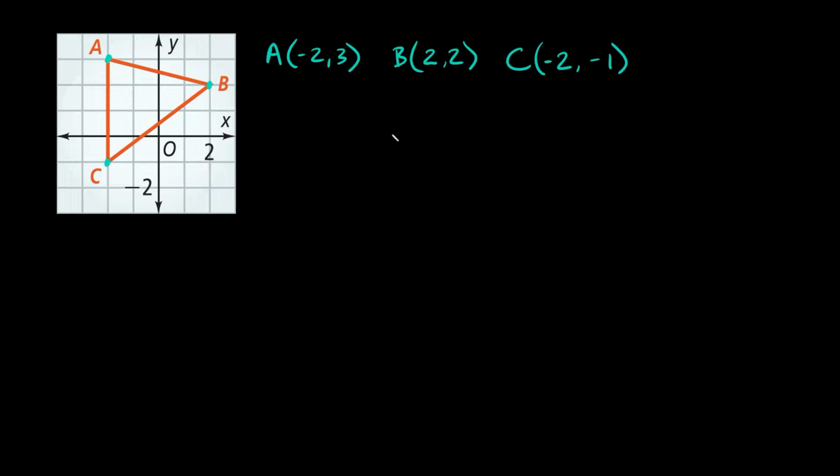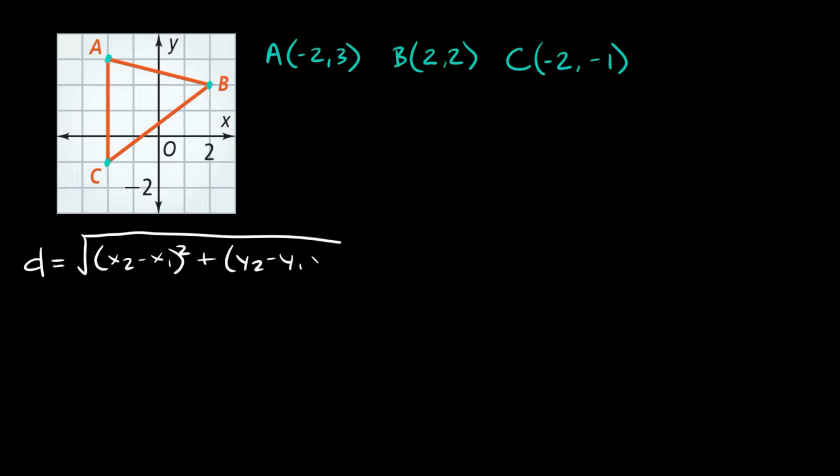All right, now to find the distance between any 2 points, we can use the distance formula. So again, the distance formula is equal to the square root of x sub 2 minus x sub 1 squared plus y sub 2 minus y sub 1 squared, all right? So first let's find the distance from A to B.